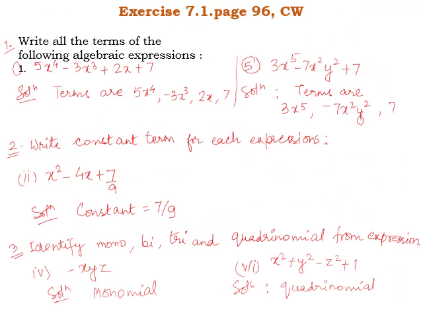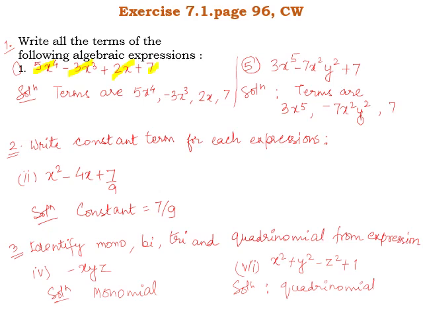So let us have some questions from exercise 7.1, page 96. This exercise is very easy and a fun activity to do, and it will help you in revising all the terms which we have studied just now. Question number 1, write all the terms of the following algebraic expressions. All the terms means you have to see how many are there. Here I can see one term as 5x to the power 4, another is minus 3x to the power 3, another is 2x and 7.